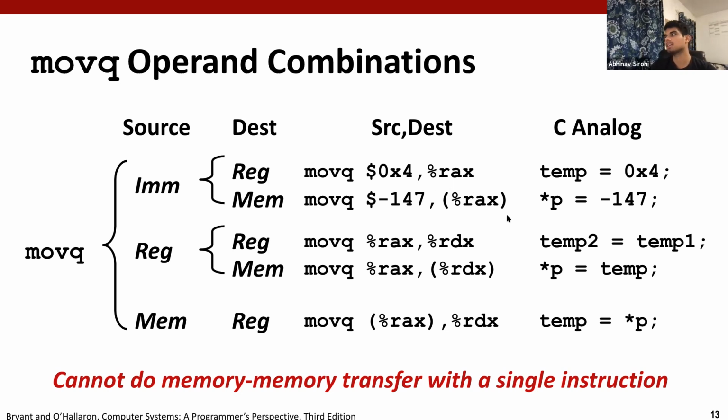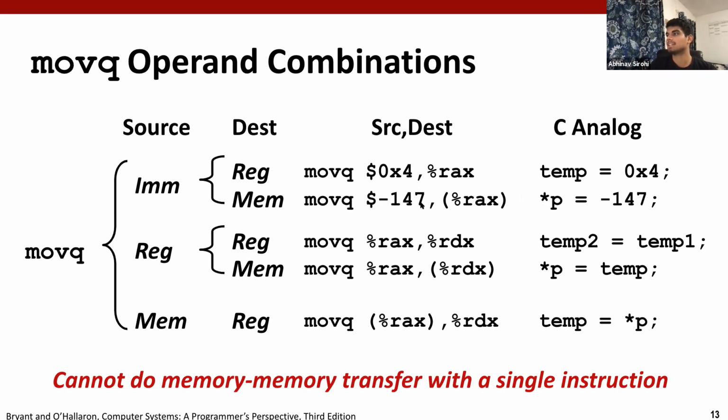What the parentheses mean is dereferencing the register. Let's go through the first line first. This is moving this value into the register RAX, so it is equivalent to saying in C, temp equals 0x4. And this piece of code is equivalent to doing *p equals negative 147, because the parentheses around the RAX dereference what's in the register. If you have a memory address that's stored in the register, you dereference the register, you get the memory address, and then you store negative 147 into that memory address.